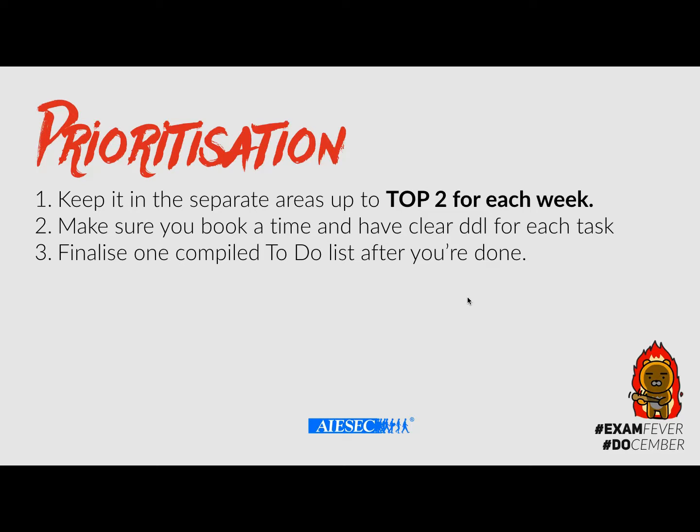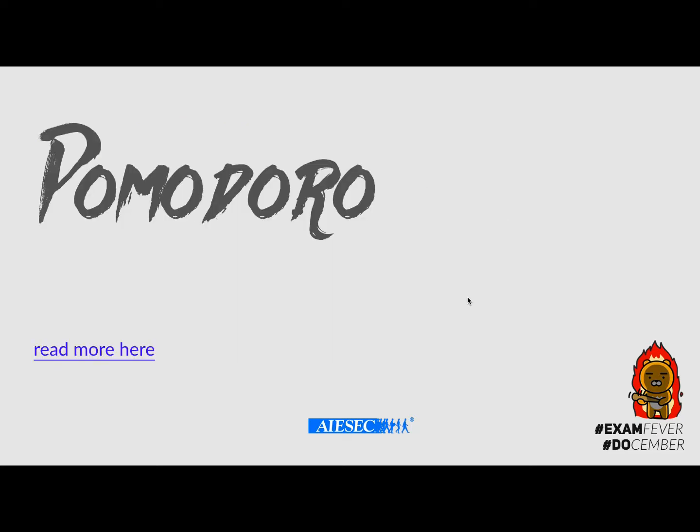So once you're done with prioritizing for each area of your life, then you can compile one full list that has everything there. And it's a good exercise to do on a weekly basis to make sure that you keep yourself on track. And then the last thing is about Pomodoro.